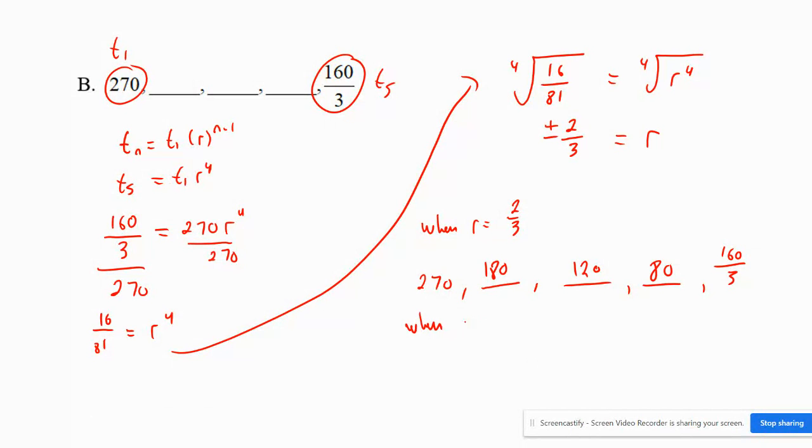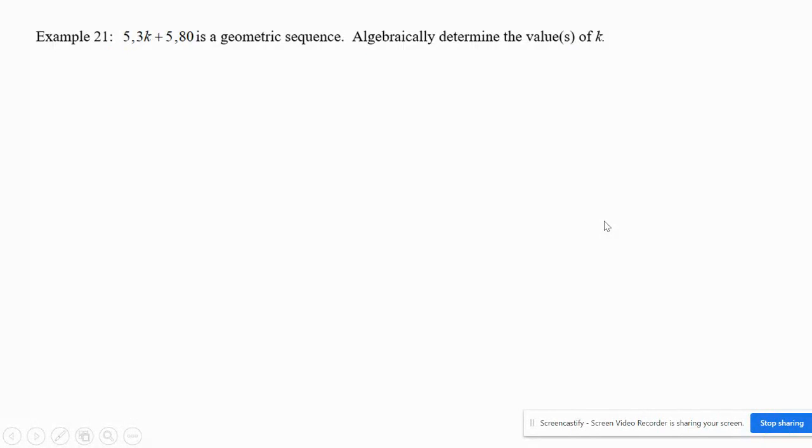For the next part, when r equals negative 2/3, it's going to be the exact same thing, but this one's going to be a negative 180. Negative 180 times negative 2/3 is positive 120, and that means this guy would be a negative 80 like this. Okay, so this is how this works for the geometric means over here. Okay, definitely a trickier question over here.